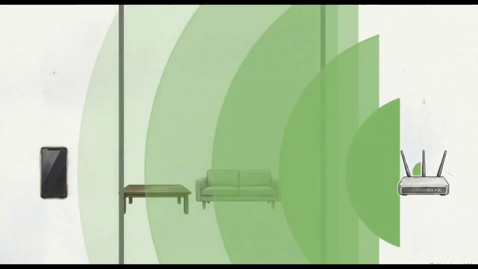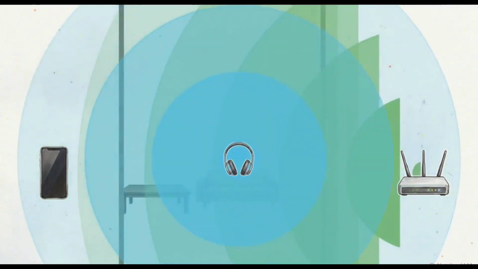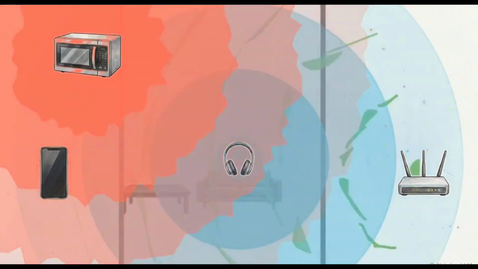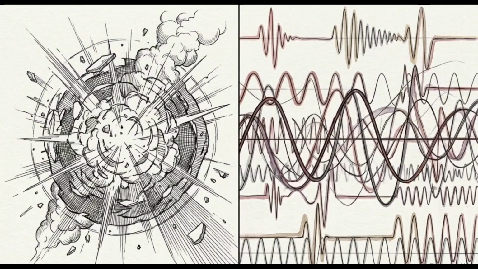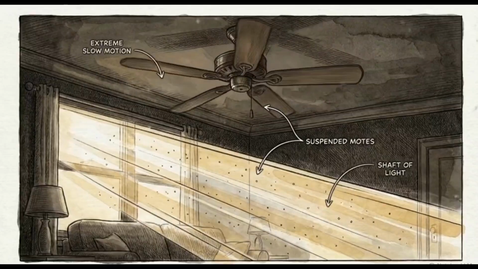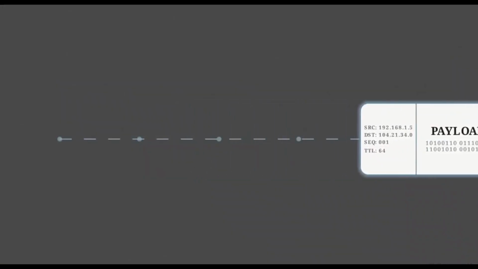It is packed with physical barriers like walls and furniture, and flooded with competing invisible signals from Bluetooth devices, baby monitors, and even the radiation leaking from your microwave oven. So how does a massive, high-definition video file navigate this invisible traffic jam without losing a single pixel? To see how that actually works, we have to slow time down to a fraction of a millisecond and track a single piece of data on its journey.